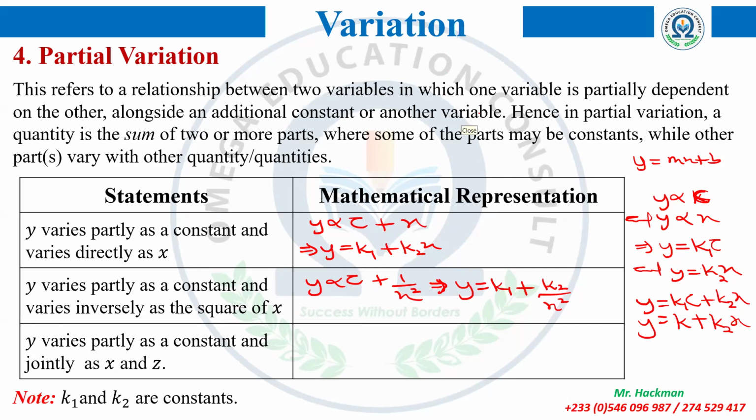Okay, sir, please. So y varies partly as a constant, so it will be y and the variation sign, c, and jointly as x and z, so it will be plus xz. Very good. So this implies that y is equal to k1 plus k2xz. Very good.